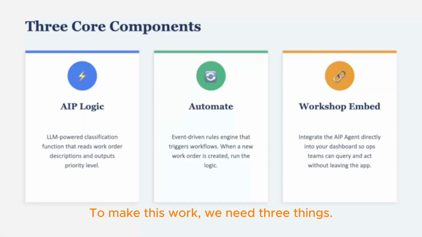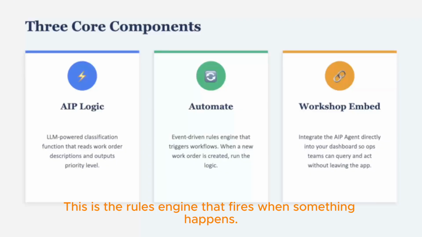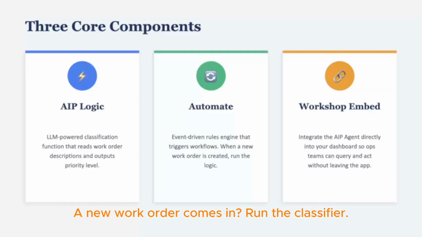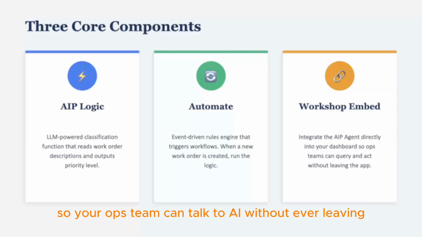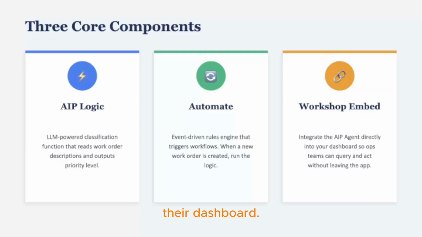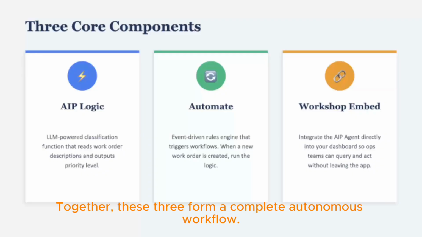To make this work, we need three things. First, AIP Logic. This is our intelligent classification engine. It reads a work order and decides the priority. Second, Automate. This is the rules engine that fires when something happens. A new work order comes in, run the classifier. Third, we embed the AIP agent directly into Workshop, so your ops team can talk to AI without ever leaving their dashboard. Together, these three form a complete autonomous workflow.